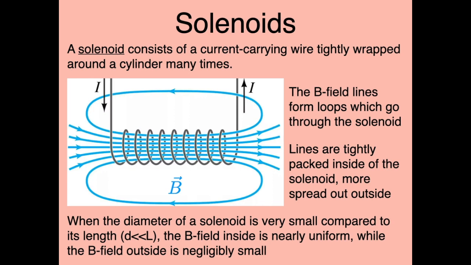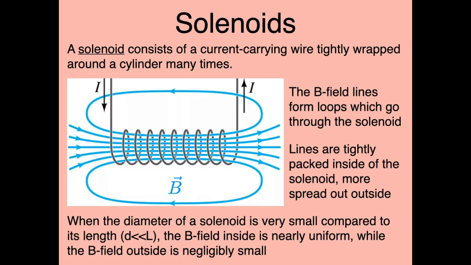Okay, so if you haven't seen this before, this is what a solenoid is. It's just a current-carrying wire that's tightly wrapped around a cylinder many, many times. So that's what you're seeing in the diagram. It's just a wire wrapped around a cylinder many, many times. What we want to know is what kind of magnetic field gets produced by this solenoid.